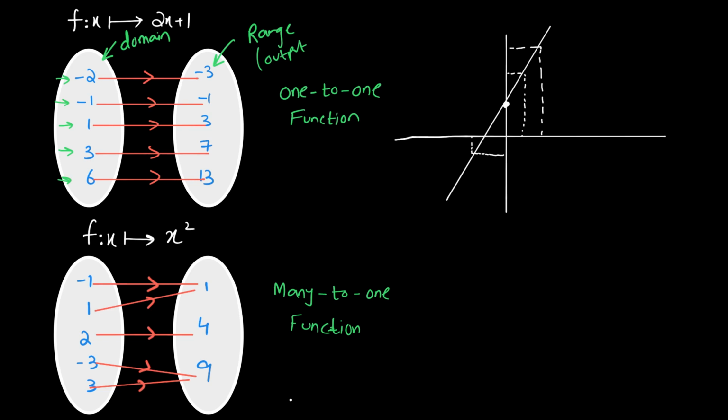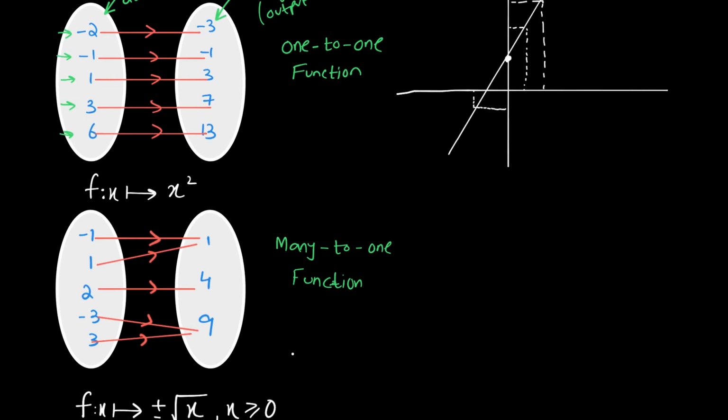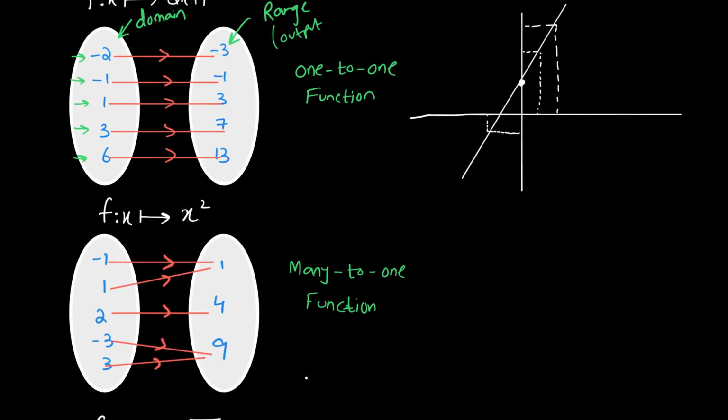Now the next function we have are many-to-one functions. In a many-to-one function, every element in the domain is mapped onto exactly one element in the range. But some elements in the range arise from more than one element in the domain. We say that the function is a many-to-one function.